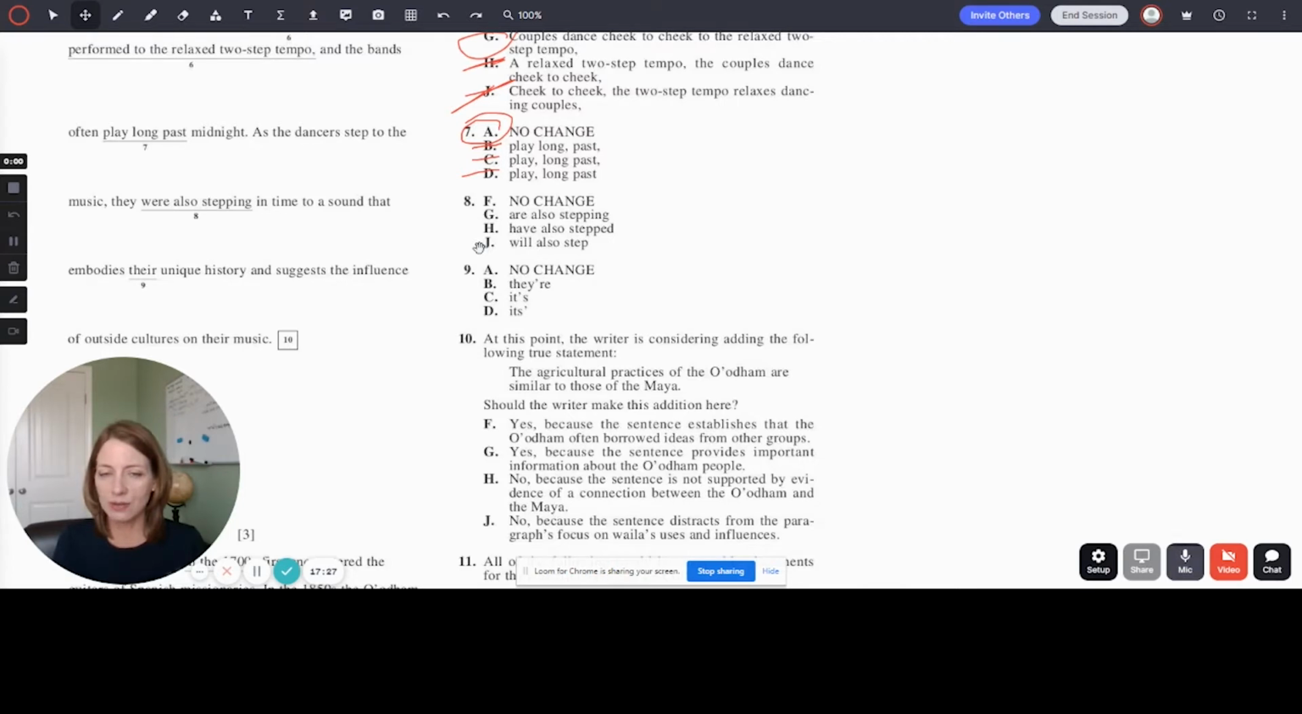Now we're about to get to number 10. That's okay. They're going to add something. And so this is going to take a little bit of different thought where I have to consider the whole thing. But up to this point, all these questions, you could have just considered them on their own, sentence by sentence. And you're making some very grammatical decisions. Okay. 8. As the dancers step to the music, they are also stepping in time to a sound that embodies their unique history.